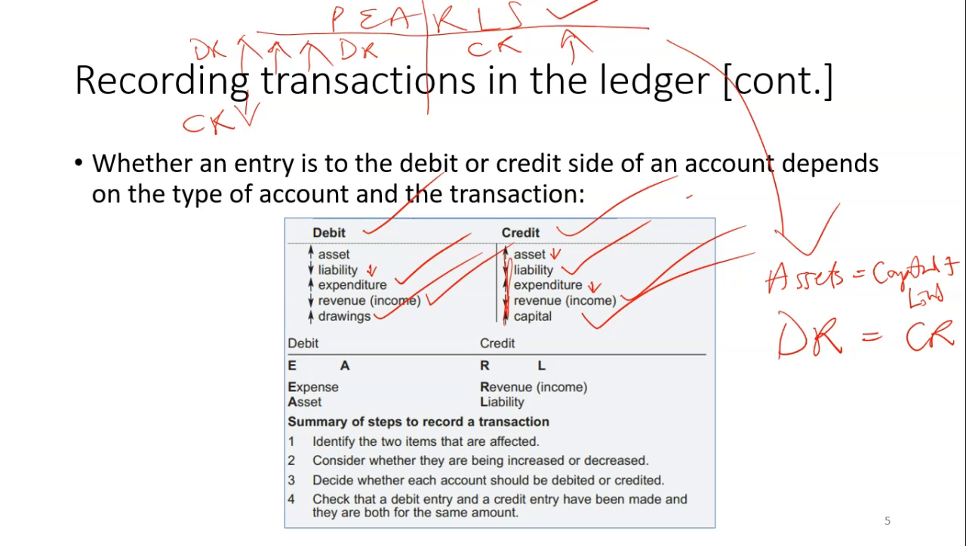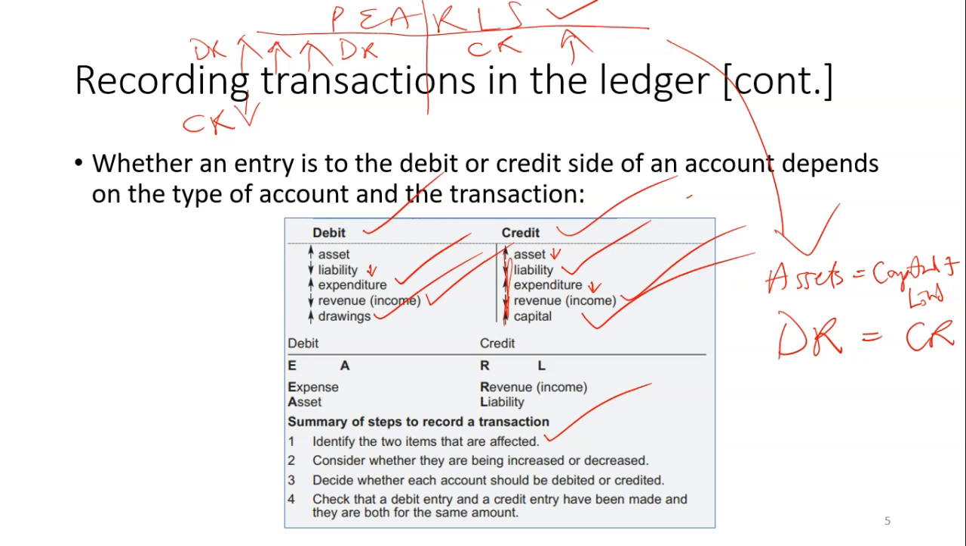Alright, so this is why we say the PEARLS acronym stands for purchases, expenses, assets, revenue, liabilities, share capital, etc. Now, this is the summary of steps to record a transaction. What you need to do first is to identify the two items that are affected. In our bread example, the two accounts that are being affected are the bread account, that is the purchases account, and the payables account, that is the suppliers account.